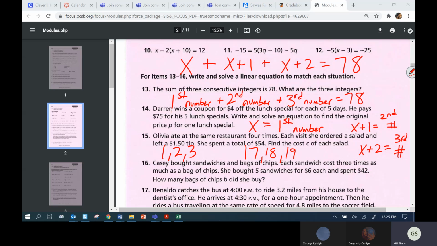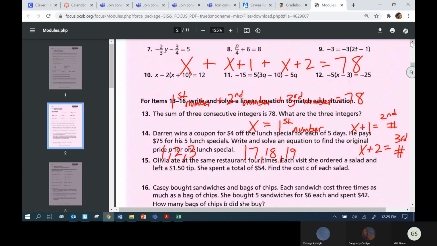Can I scroll up a little bit, maybe? Oh, that's fine. That'll work.